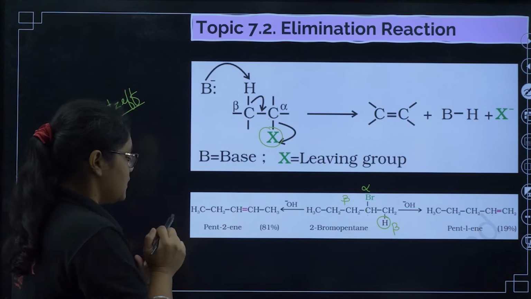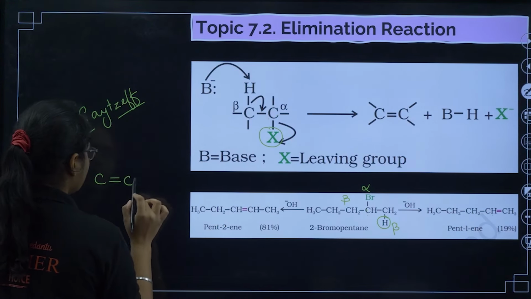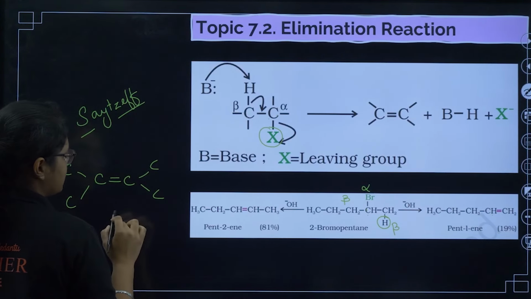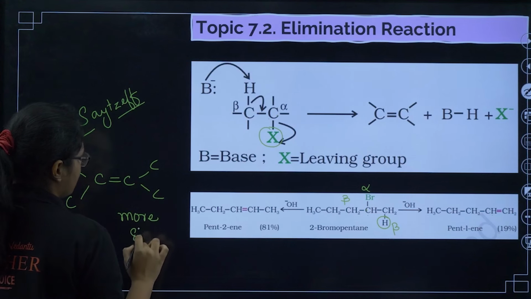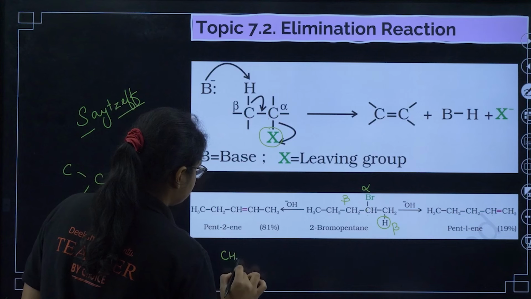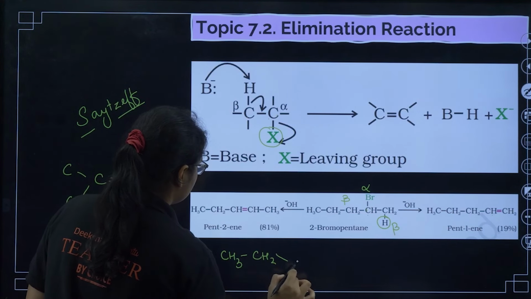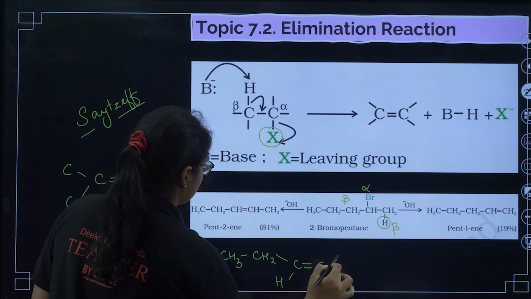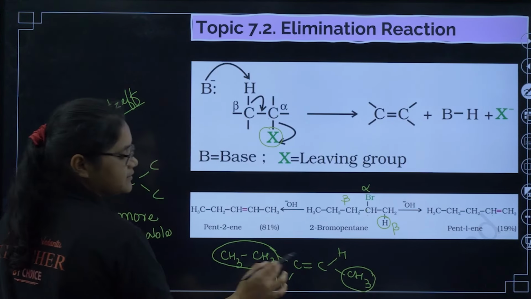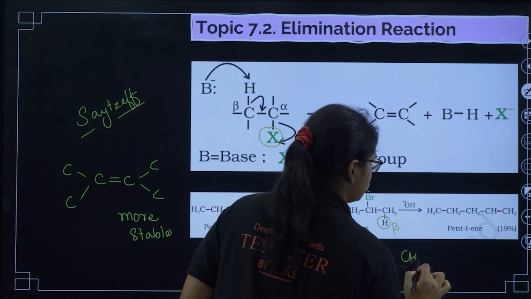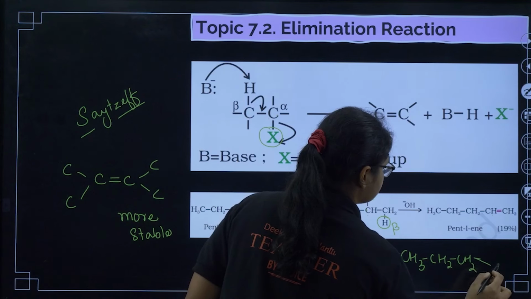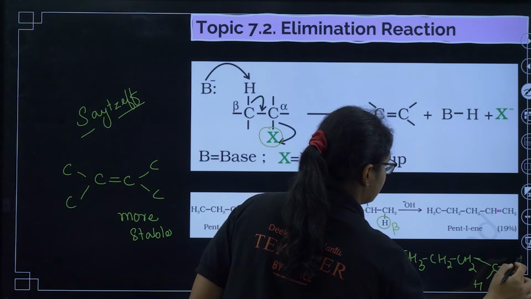Now if you see, if there is a double bond, and there will be 4 bonds, right? If more carbons are present, more number of carbons, then it is a more stable product. Okay, so let's see this product. You have CH3, CH2, CH, double bond. If you see, there are 2 carbons beside this double bond. Now if I see here, CH3, CH2, CH2, then I have this one CH, double bond, CH2.